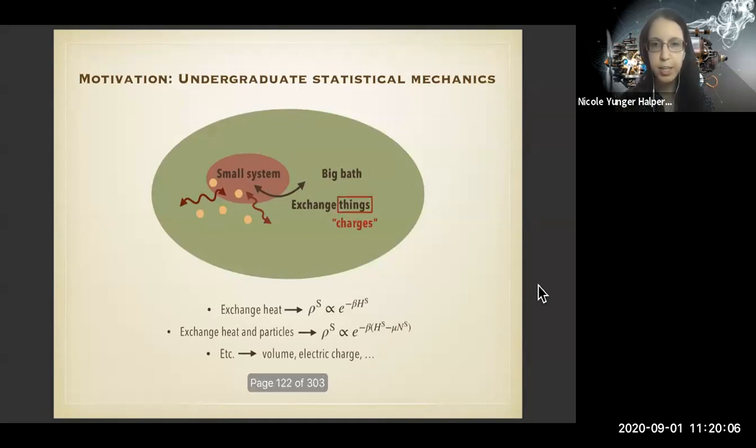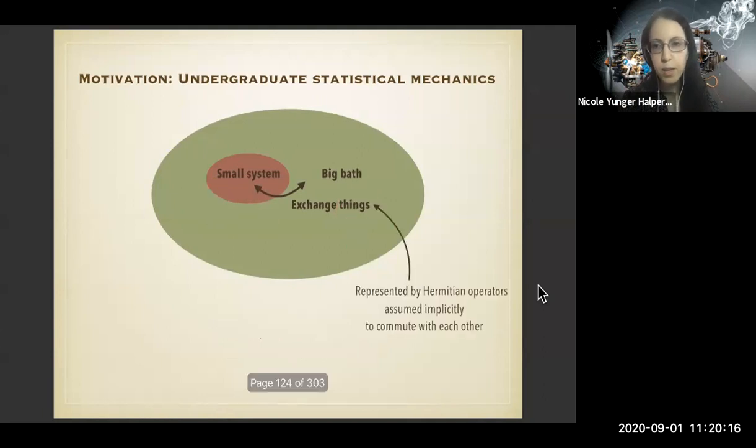These things exchanged are globally conserved, so I'll call them charges. I'll denote them by Q alpha, where alpha indexes the charges. When we do quantum statistical mechanics, we represent these things exchanged by Hermitian operators assumed to commute with each other. This assumption is implicit. We basically never mention it, but I'll argue later that this assumption really is there.